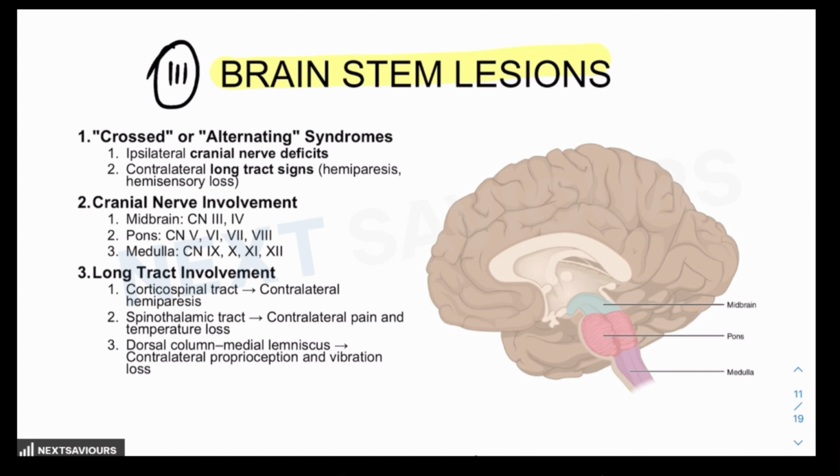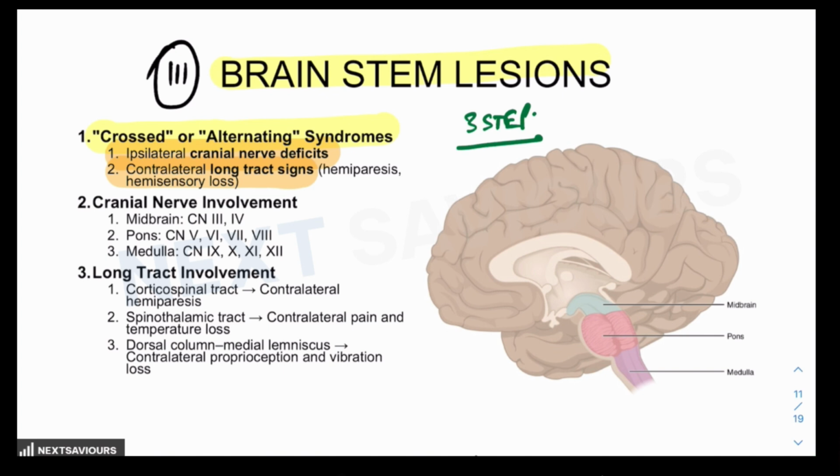You have to follow a three-step approach. The first is to identify in the question whether features of a crossed or alternating syndrome are given or not. How will you identify it? There is going to be ipsilateral cranial nerve deficits with contralateral long tract signs in the form of hemiparesis, hemisensory loss, or loss of proprioception.